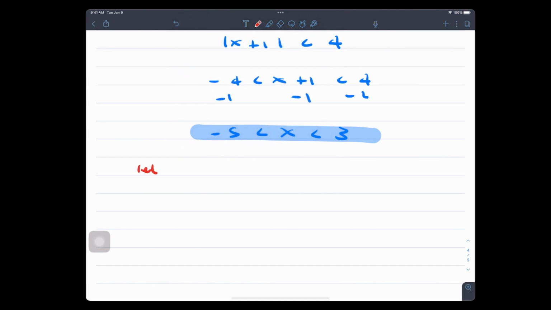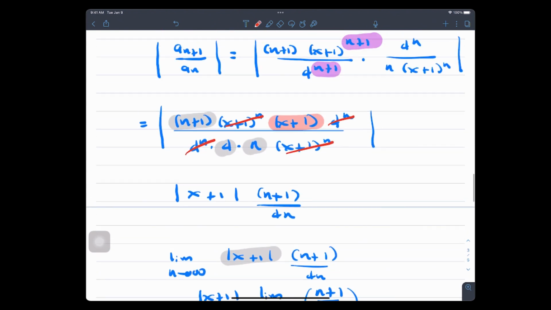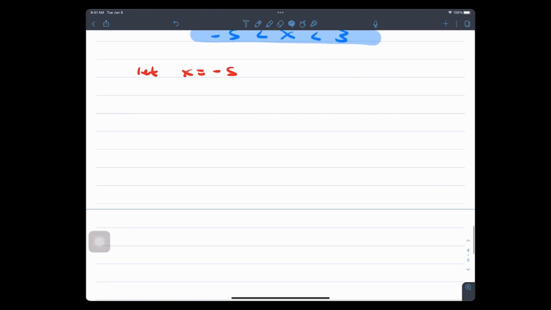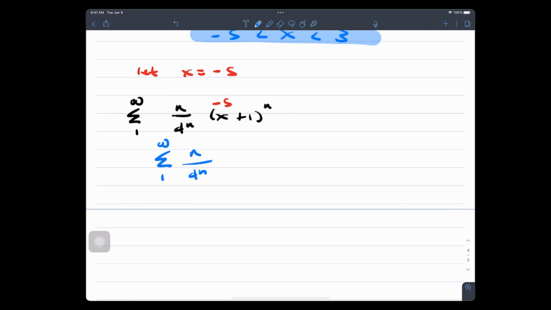So you say, well, how do I check? Well, check when x is -5. So go back to the original, plug in -5 for x. So isn't that -4 to the n, ladies and gentlemen? Double check.